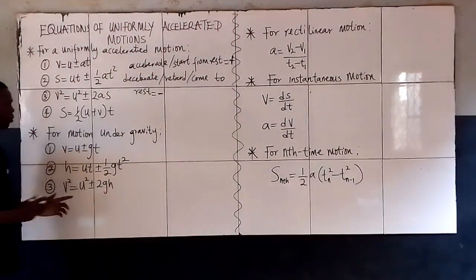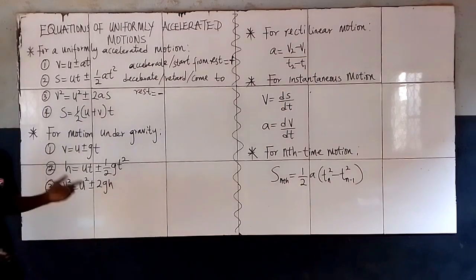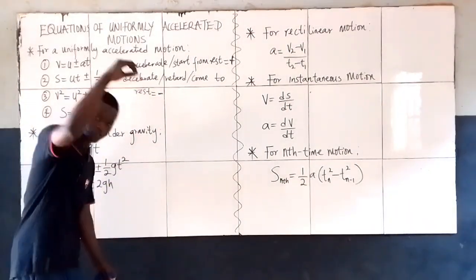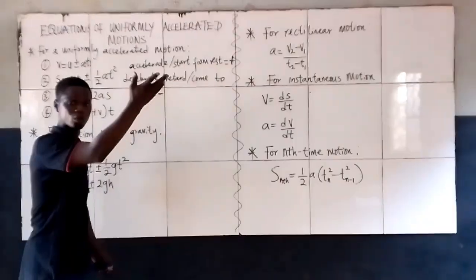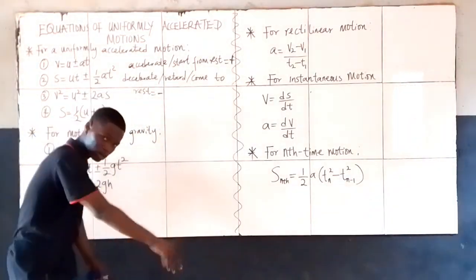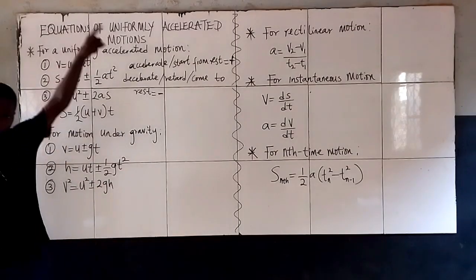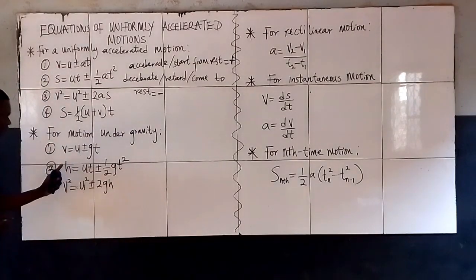Now moving on. Sometimes the motion might be under gravity, whereby the body is either thrown up or is dropping, or is falling. It's either thrown vertically upward, or it's falling, or you say dropping. Now, if you observe, it's either going up or coming down. Now, observe these formulas.